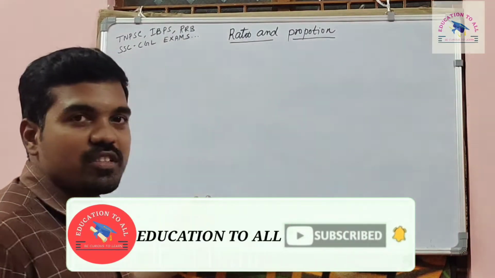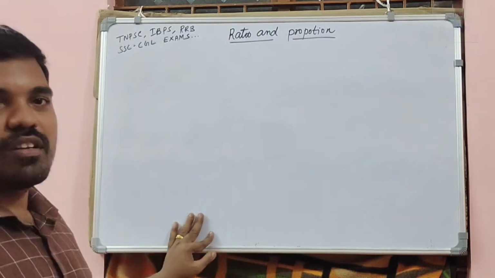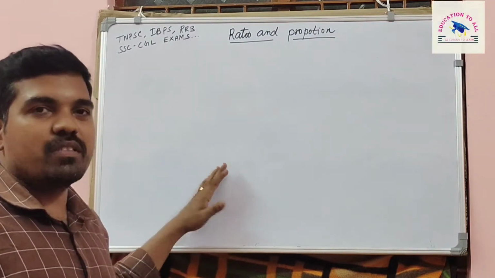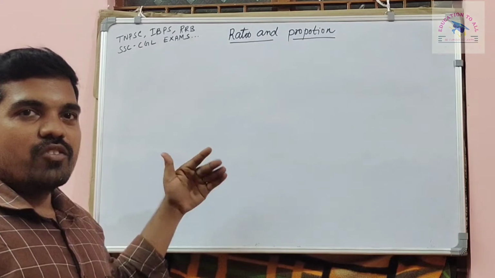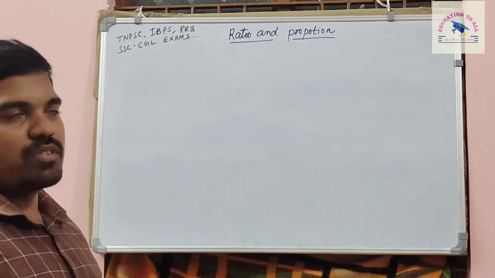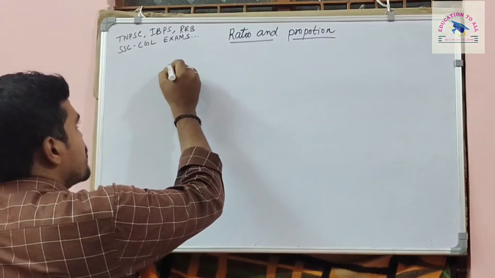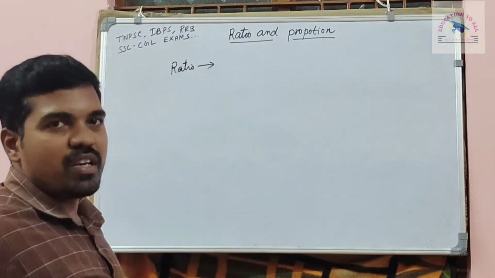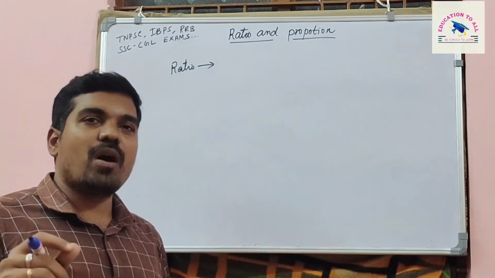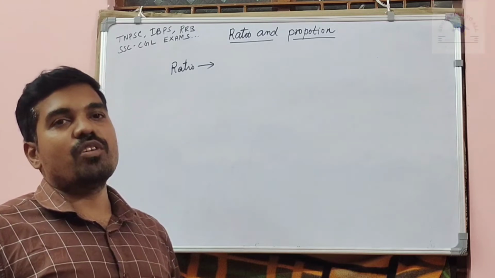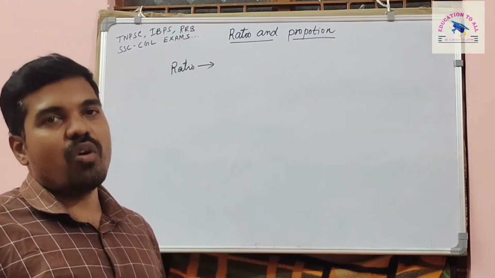Today we are going to discuss ratio and proportion. It is a very important topic for competitive exams like TNPSC, IBPS, RRB. Let us discuss the concept, then we will discuss some sums. First, ratio. What is meant by ratio? The simplest form of a fraction is called a ratio, and it is useful to compare two quantities.